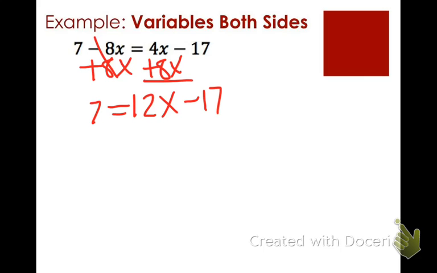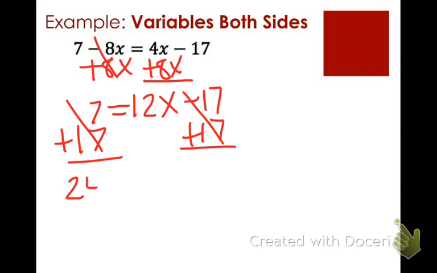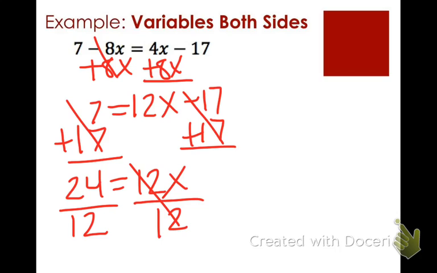And now it looks just like a normal equation. So I'm going to add 17 to both sides. 7 plus 17 gives me 24. Opposite operation of multiplication is division. Divide both sides by 12. 24 divided by 12 is 2.